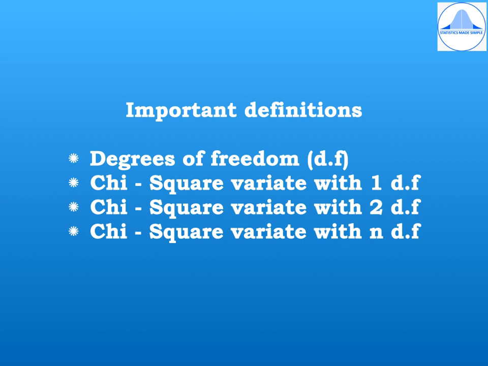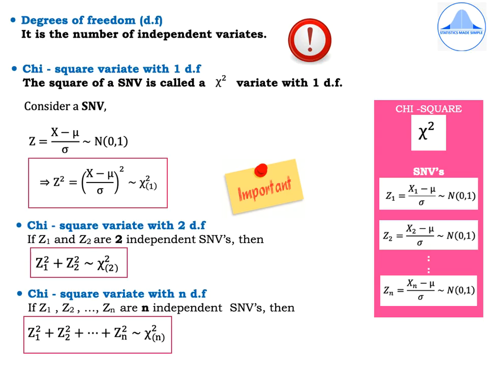In the previous video, we completed the continuous theoretical distribution, that is the normal distribution. Now before we move on to the chi-square distribution and Student's t distribution, in this video I'll be defining certain terms, that is the degrees of freedom, abbreviated as d.f., then a chi-square variate with 1 degree of freedom, with 2 degrees of freedom and n degrees of freedom. These definitions are very important to keep in mind.